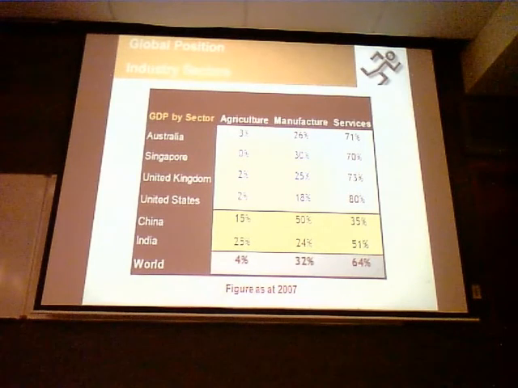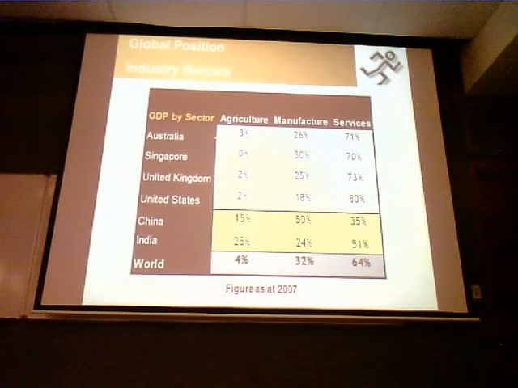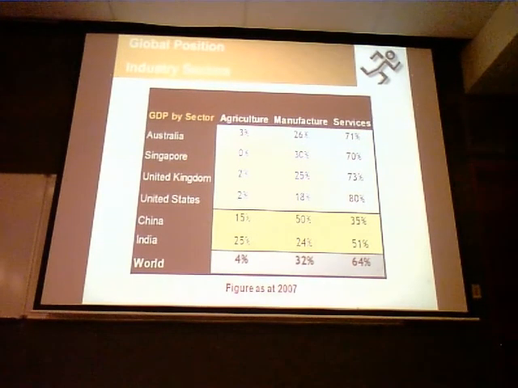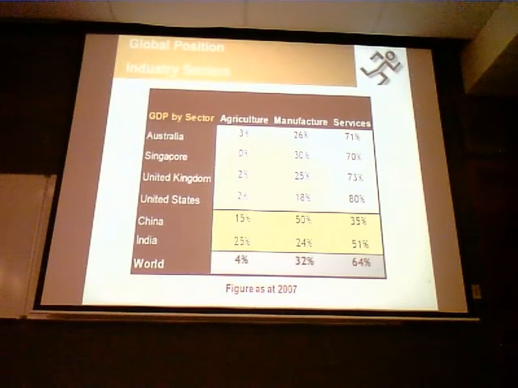Let's have a look at Australia. This is a few years old, 2007. Agriculture now represents 3% of our economy, manufacturing 26%, and services 71%. Singapore pretty much the same. UK the same. US even worse, or even higher in services. Have a look at China. What's China doing? Which age is China still in?